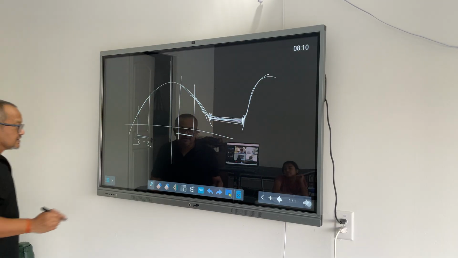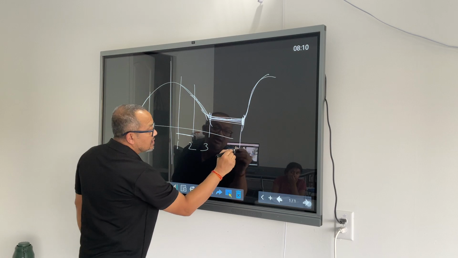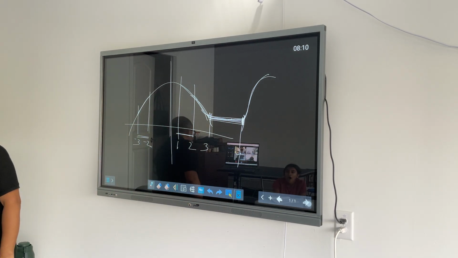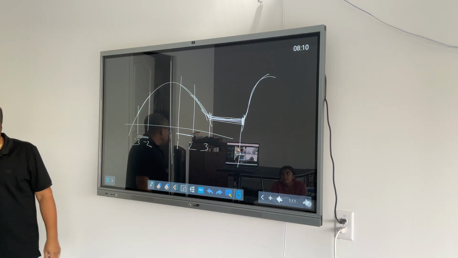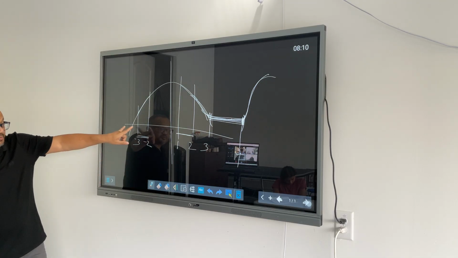Okay, let me give some value to it. 1, 2, let's say this is 3, this is 4, and this is -2, -3. So tell me which range you are talking about, Pradeep. No, so this is positive.